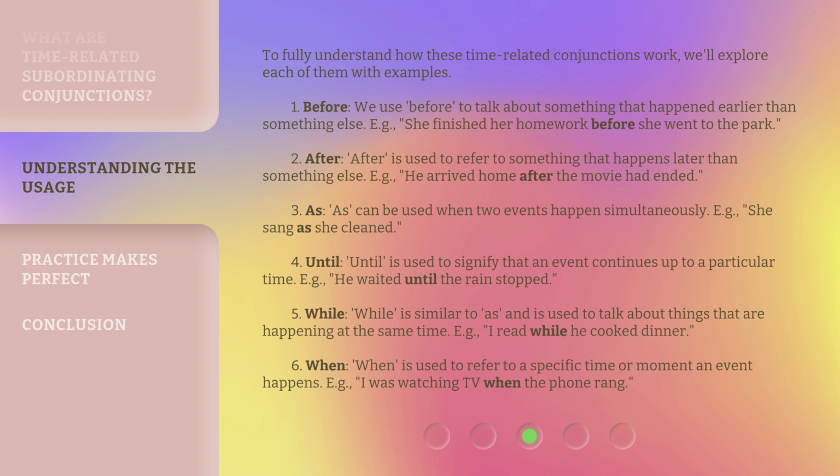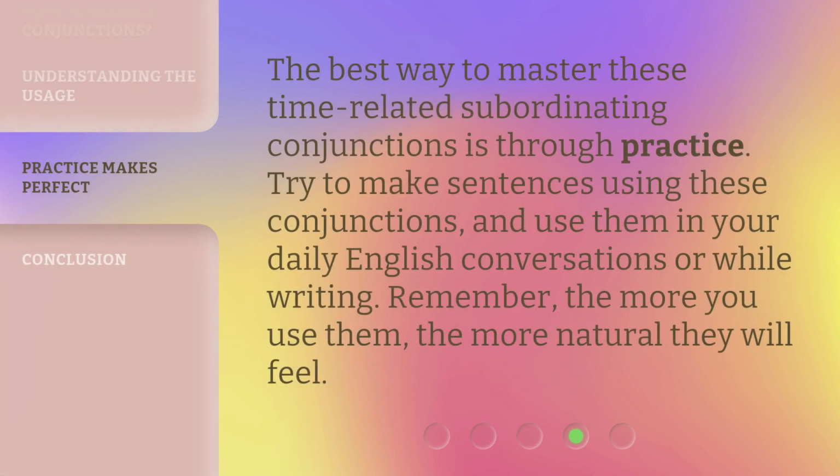6. When. When is used to refer to a specific time or moment an event happens. E.g., I was watching TV when the phone rang. The best way to master these time-related subordinating conjunctions is through practice. Try to make sentences using these conjunctions, and use them in your daily English conversations or while writing. Remember, the more you use them, the more natural they will feel.